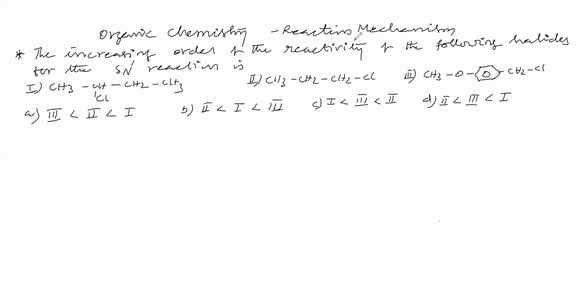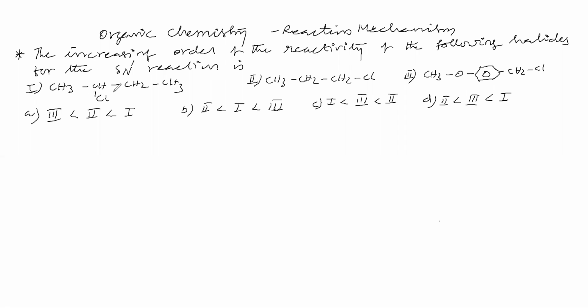Organic chemistry reaction mechanism, JEE Main question. The question is: the increasing order of the reactivity of the following halides for the SN1 reaction is: first compound 2-chlorobutane, second compound 1-chloropropane, third compound para-methoxybenzyl chloride. Options are given. Now this reaction is based on the SN1 reaction.